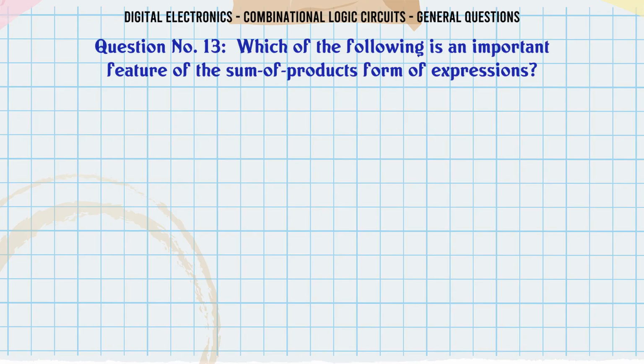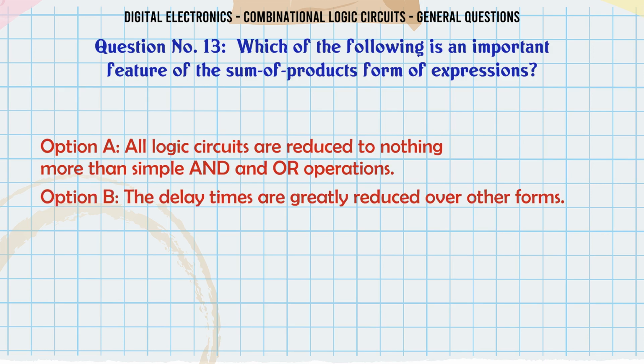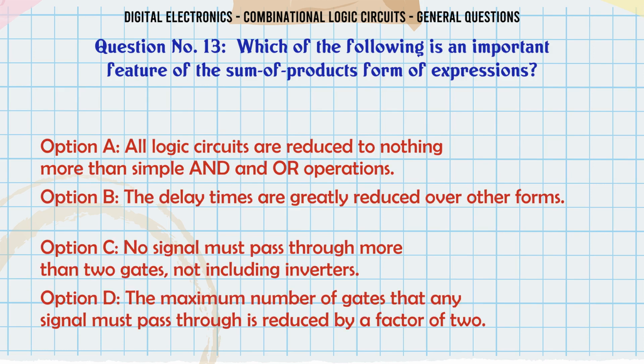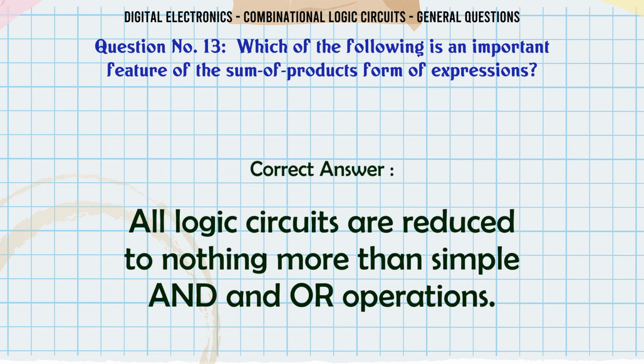Which of the following is an important feature of the sum of products form of expressions? A. All logic circuits are reduced to nothing more than simple AND OR operations. B. The delay times are greatly reduced over other forms. C. No signal must pass through more than 2 gates, not including inverters. D. The maximum number of gates that any signal must pass through is reduced by a factor of 2. The correct answer is: all logic circuits are reduced to nothing more than simple AND OR operations.